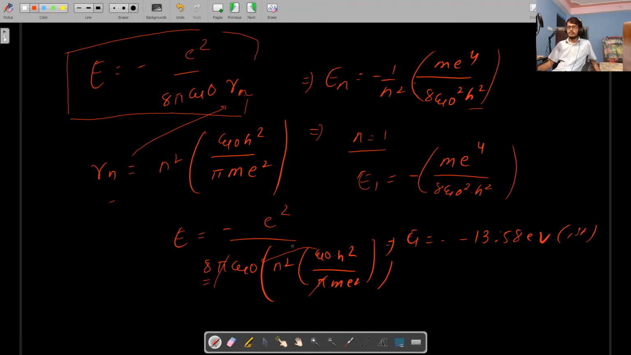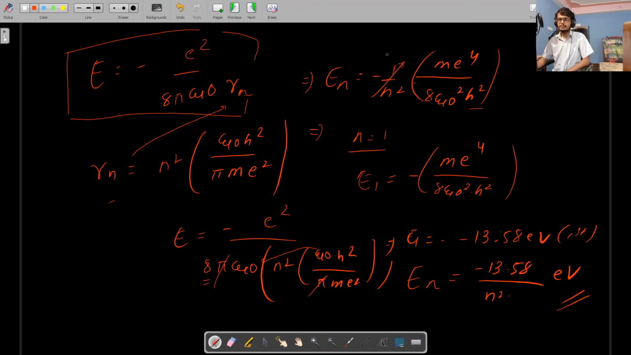Now for any other orbit n, the energy of n is given by minus 13.58 divided by n squared eV. Is it clear? Because what I did was I just replaced n with 1, so this thing becomes 1, so we don't consider this now. I put the value of mass, e is the charge of an electron, epsilon naught is permittivity of free space, and h is the Planck's constant.